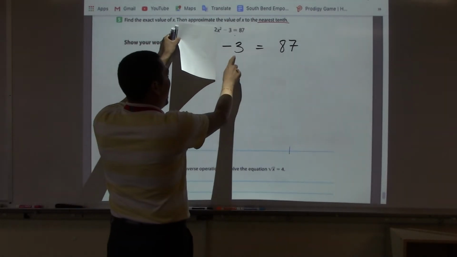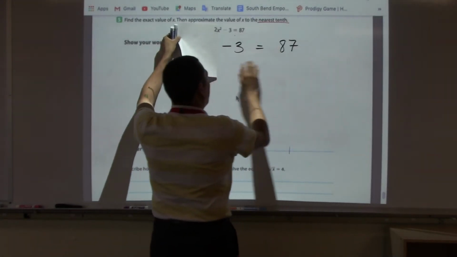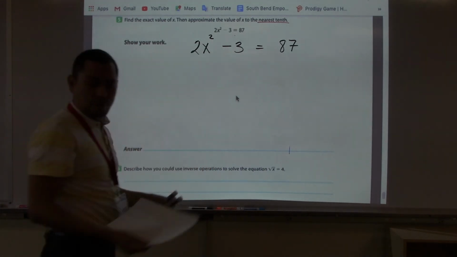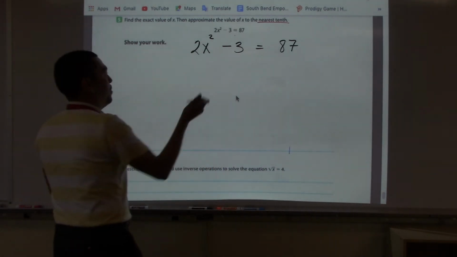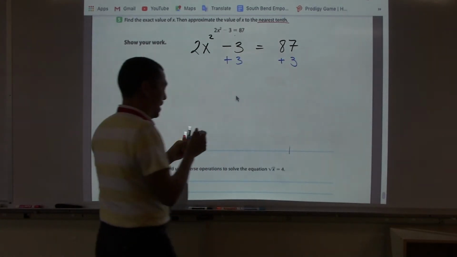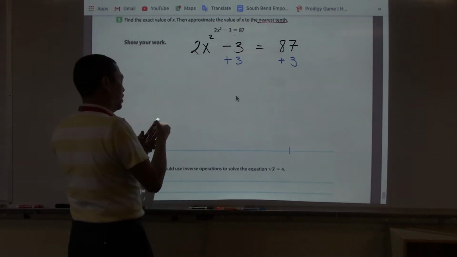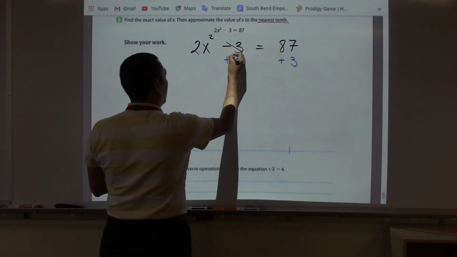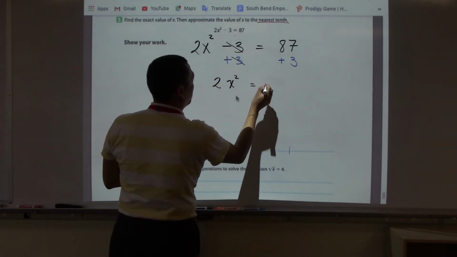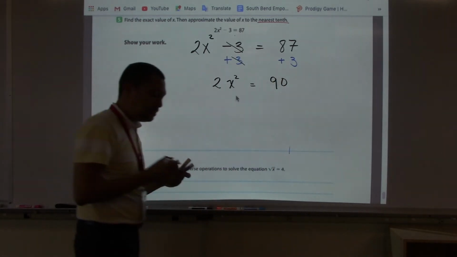Okay, so you have negative 3. In the equation, we're going to move this negative 3 to the right side. I'm going to use the opposite of this number. So if you have negative 3, I'm going to use positive 3. So plus 3, plus 3. What happens now? Negative 3 plus 3 is equal to 0, so it cancels out. So you have 2x squared equals 87 plus 3 equals 90.